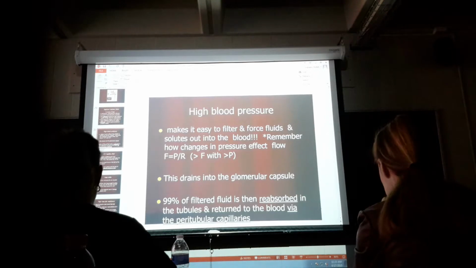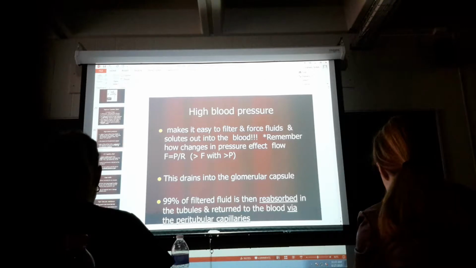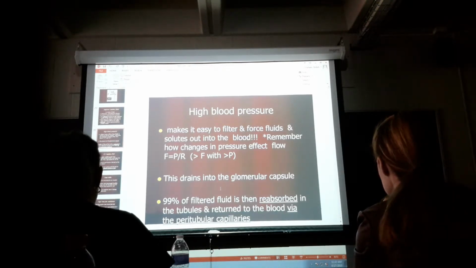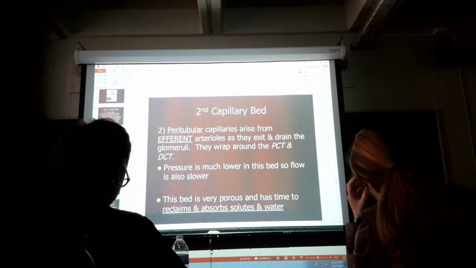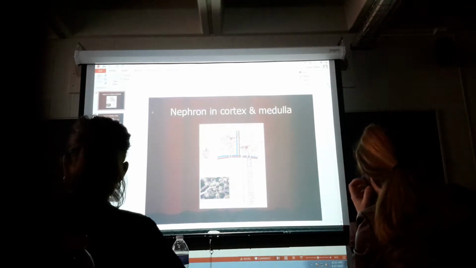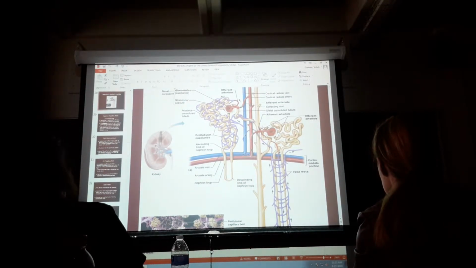We're going to drain into the glomerulus, and then 98 to 99% of the filtrate fluid is then reabsorbed in the tubes, and then we return it out to the blood via the peritubular capillaries. The second capillary bed, peritubulars, come off of that efferent as we're going out. So we come in the afferent, and we're exiting the efferent, and that efferent is draining directly into the peritubulars, and then as we get down into the liquid panel, it keeps winding through it.